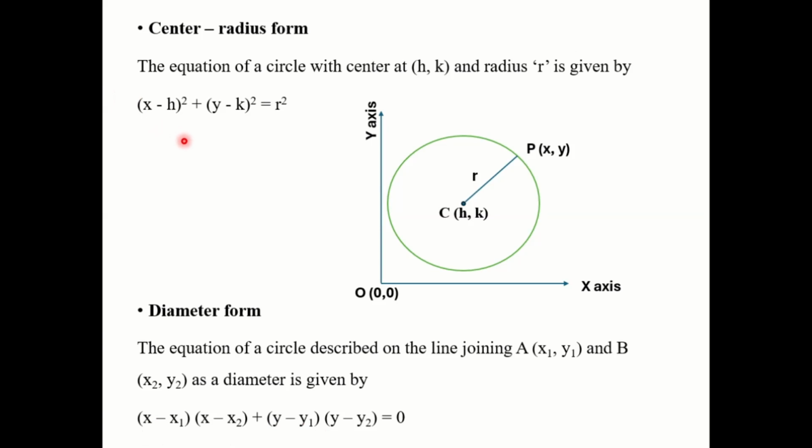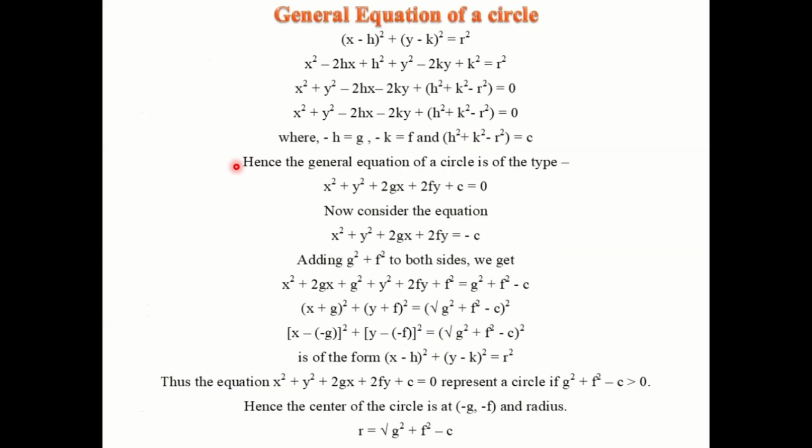Now we are going to see the general equation of circle. In these slides, we are going to study how to find out the general equation, and when the general equation is given, how to find out the center and radius. Okay, this is the center radius form we have seen in the previous slide, that is x minus h bracket square plus y minus k square is equal to r square.